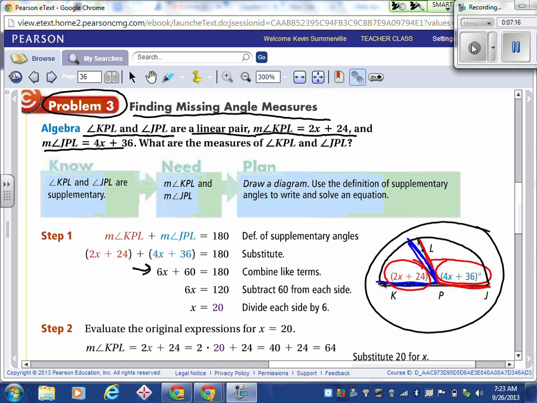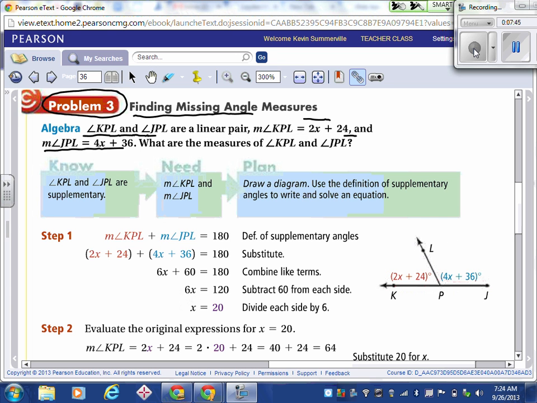You need to get the 6x by itself, so you have to subtract 60 from both sides. Those cancel. You're left with 6x equals 120. If you have a number next to a letter, you need to divide both sides by that number. Divide both sides by 6, and you get x equals 20. If x equals 20, I need to substitute that into that equation and that equation to find out what each angle equals.